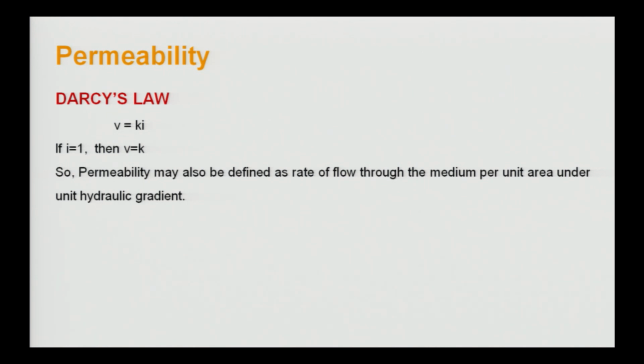Also, this permeability can be defined if we say that the hydraulic gradient is 1, that is, i is equal to 1. That is, if we know that head loss per unit length is equal to 1, that means head loss is equal to L. If this happens, at that point what happens? V will be equal to k, according to the relation V is equal to ki.